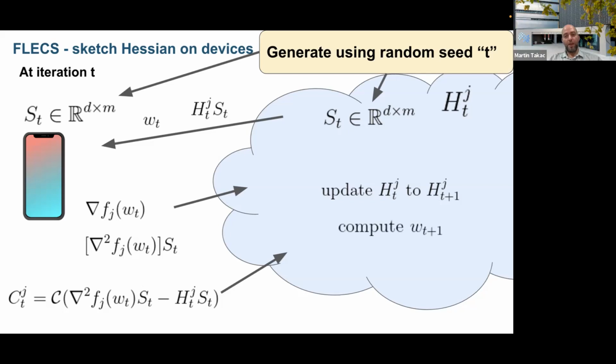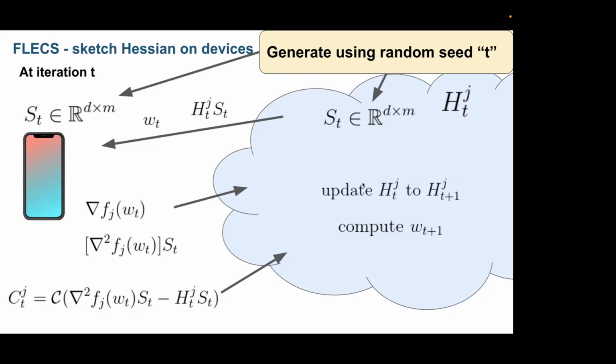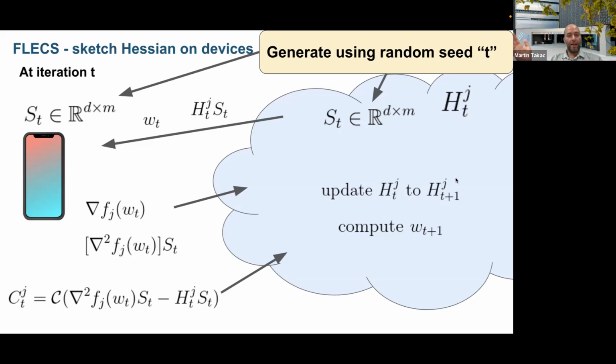So now the question would be, how can I update this H from HT to HT plus 1 for every single device? Afterwards, I can just use the average of those H to compute the Newton step, because I will have on the cloud the average of the gradients. Now I will also have the new H, which is the estimate of the Hessian for every single device. I can compute the average of those, do the inverse and multiply by the full gradient, and then I will obtain my new WT plus 1.